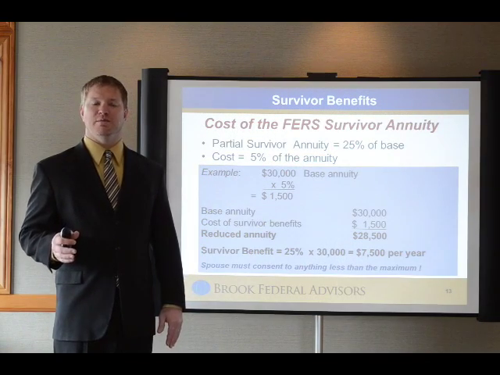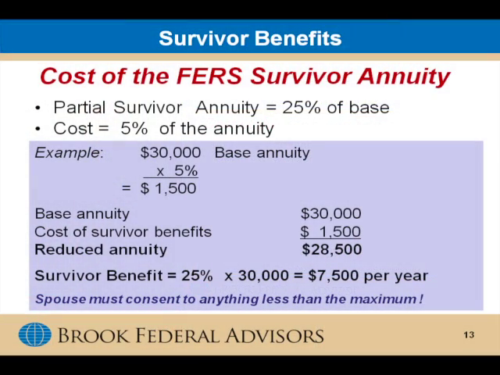The partial annuity example is very similar. The benefit is 25% of the base annuity. The cost is 5% of the annuity. That cost then is $1,500, providing a reduced annuity of $28,500 to the retiree, and the benefit for that survivor would be $7,500 per year.